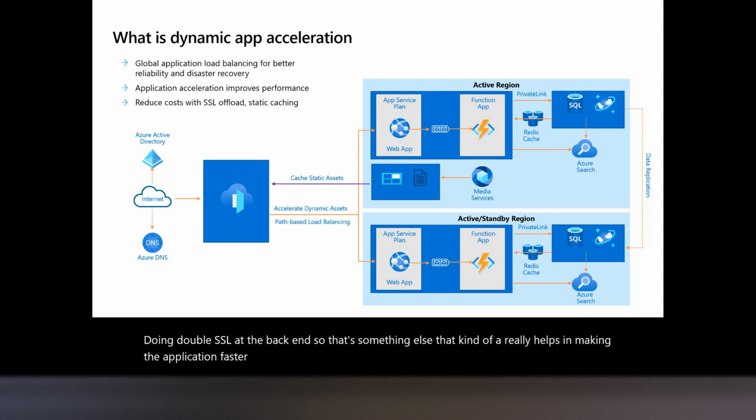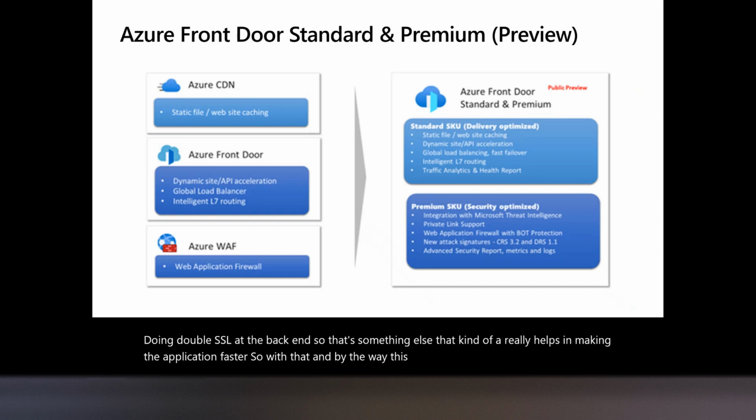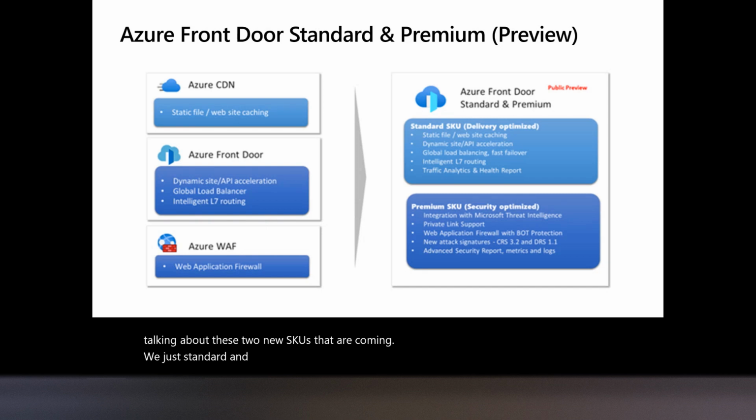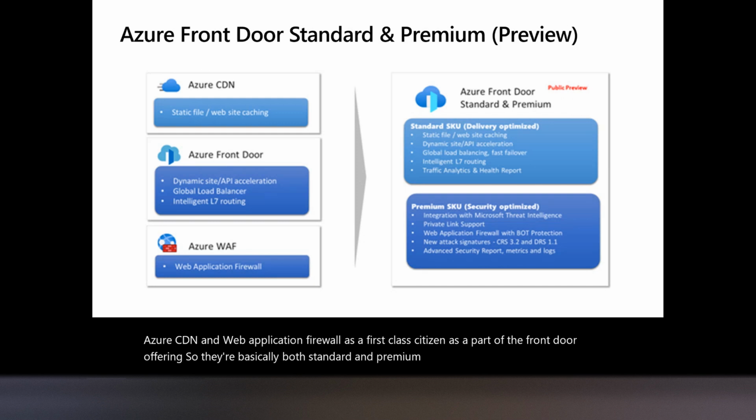So with that, and by the way, this service is in GA, but we are talking about these two new SKUs that are coming, which are Standard and Premium, and they are currently in public preview. What they're doing with these SKUs is combining Azure CDN and Web Application Firewall as a first-class citizen as part of the Front Door offering. Both Standard and Premium have those capabilities baked in as a monolithic application and as part of the service itself.